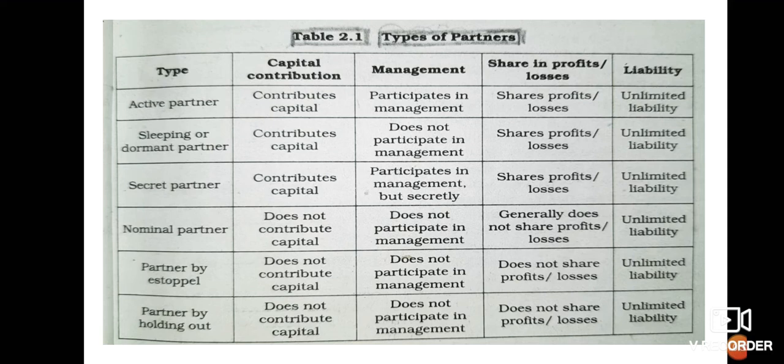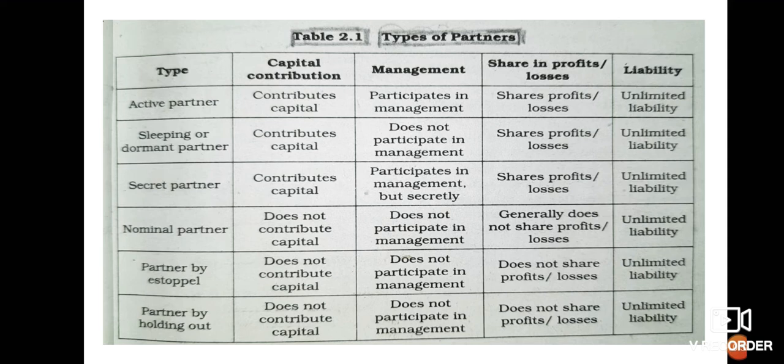Okay. Partner by estoppel does not contribute capital, does not participate in management, does not share profit and losses, but has unlimited liability, because the partner by estoppel has himself represented himself in the eyes of the third party that he is also a partner of the firm.